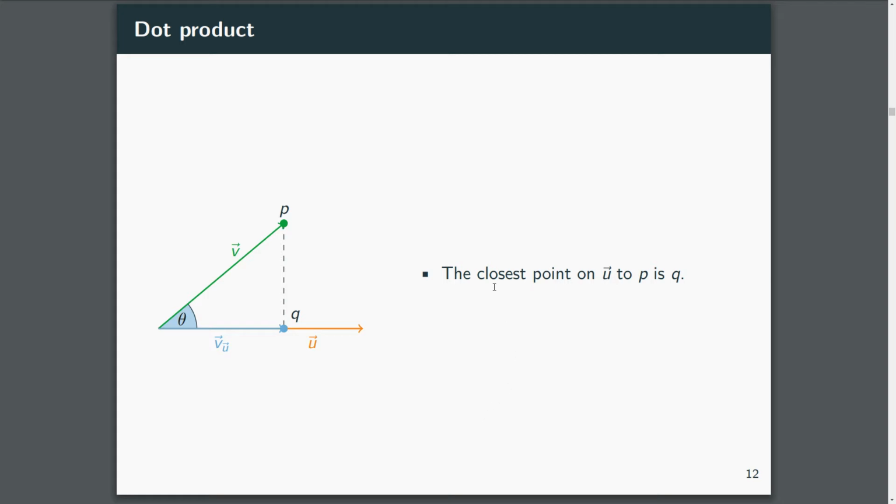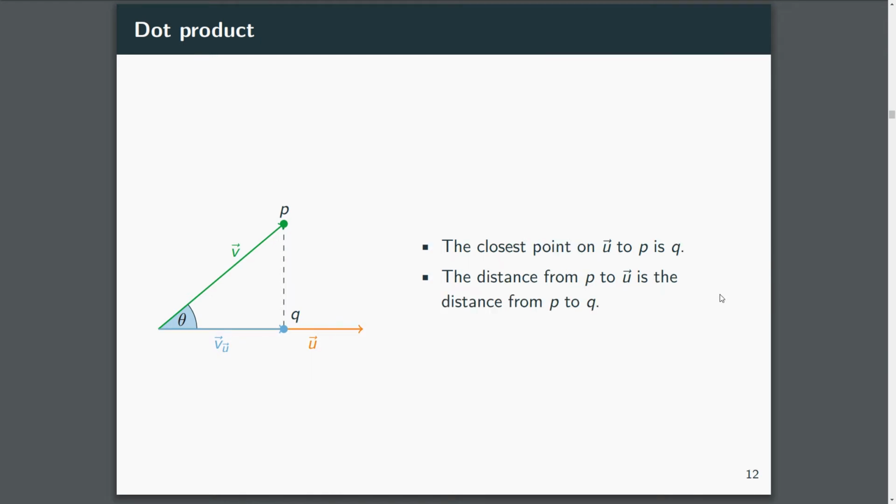And this also gives us the closest point, because the closest point here to P on the line of u is going to be just straight down. So we can get this point Q in this manner. The distance from point P to the line is therefore going to be the distance from P to Q. Of course, you could go another way, but that's going to be longer, and usually you want the shortest way to the line.